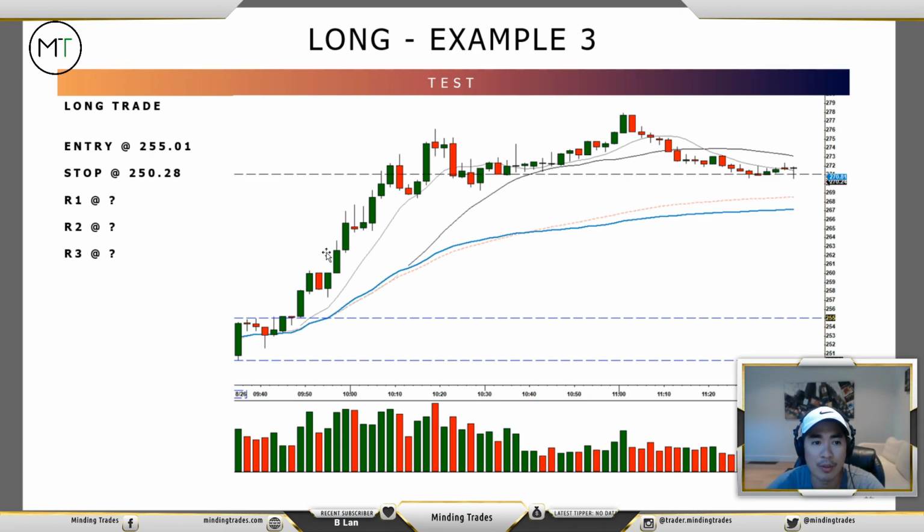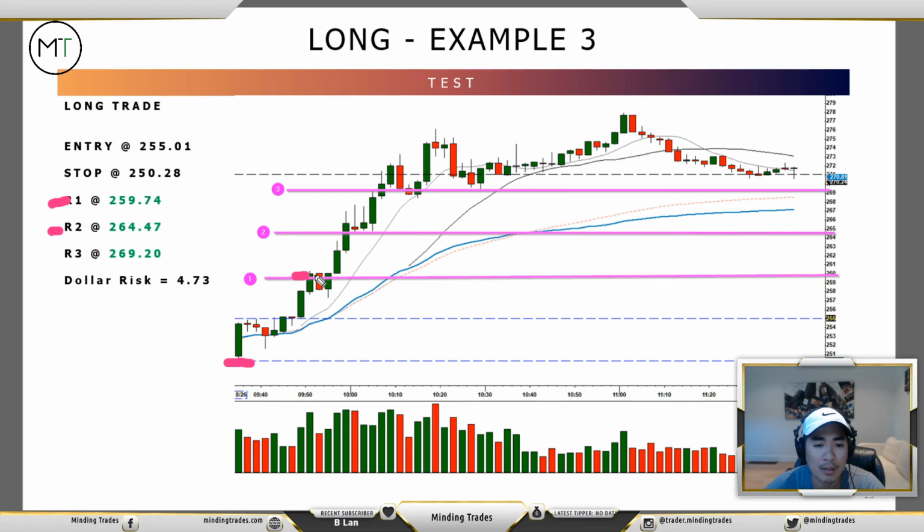And this is just a test for you. If our long entry is at 255.01 and our stop is at this pivot, 250.29, where are the R1, R2, and R3? As you can see here, the target 1, target 2, or 3R risk, whatever, should be here, here, here. So depending on that risk, where do you want to go? If you enter here, where is it most likely going to go? It really depends on you, but you're looking for that 2R reward to risk ratio.